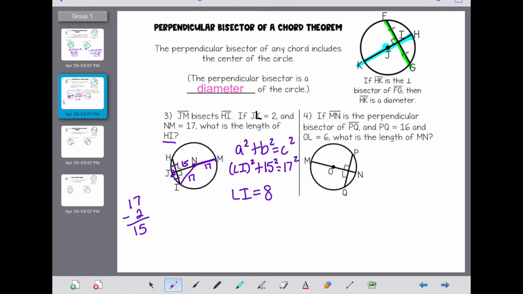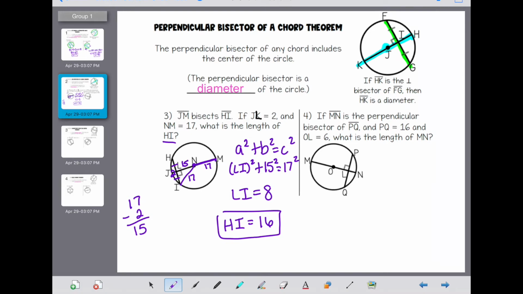So HI would be the whole thing, and both pieces are congruent to each other. So LI is 8, and LH is also 8. So 8 plus 8 would make 16. So HI equals 16. Number 4, if MN is the perpendicular bisector of PQ, and PQ equals 16, and OL equals 6, what is the length of MN?